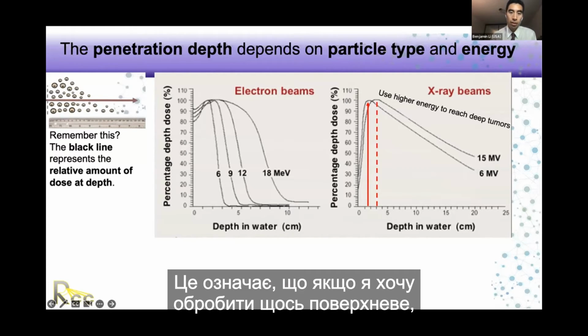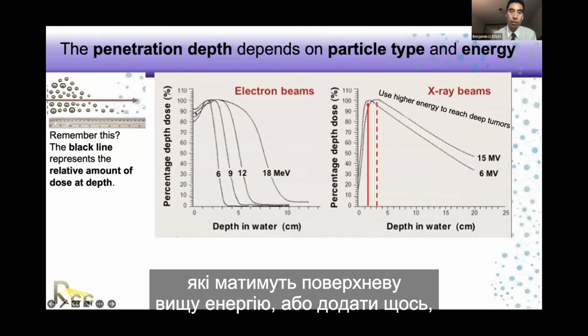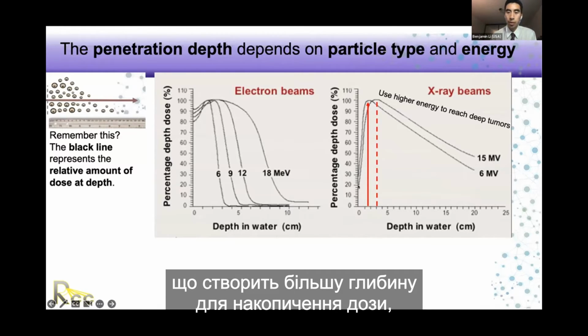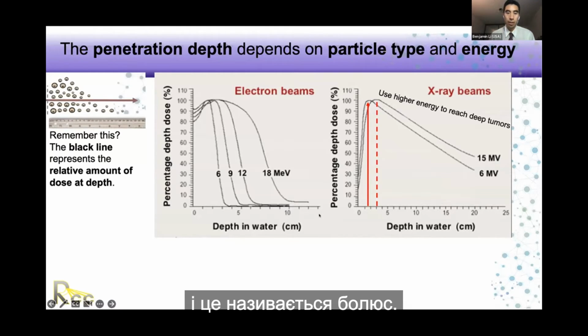So what this means is that if I want to treat something that's superficial, that's on the skin, either I need to consider using electrons, which will have that superficial higher energy, or I need to add something that's going to create more depth for the dose to build up so that I can have a higher dose with my photons by the time it reaches the skin. And that's called a bolus.